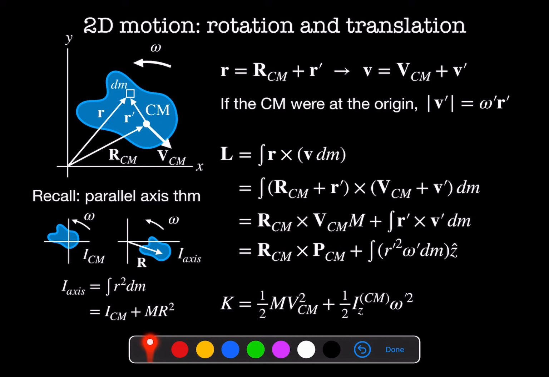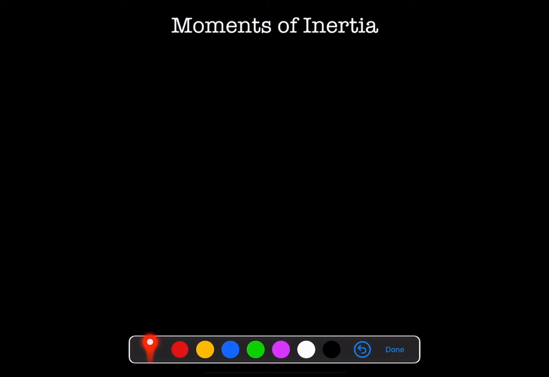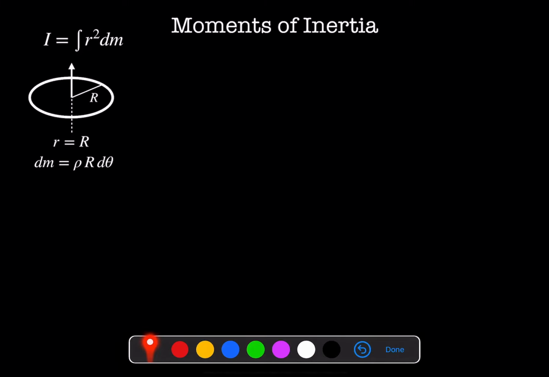For the rest of this, we're just going to calculate the moments of inertia for several objects that we're likely to see again. For all of these objects, the moment of inertia is equal to the integral of r squared dm. For each of them, we're going to identify what r squared is, what dm is, and then do this integral. The first object we have is a hoop that is rotating about some axis that is perpendicular to the plane of the hoop, and the hoop has radius r and mass big M.